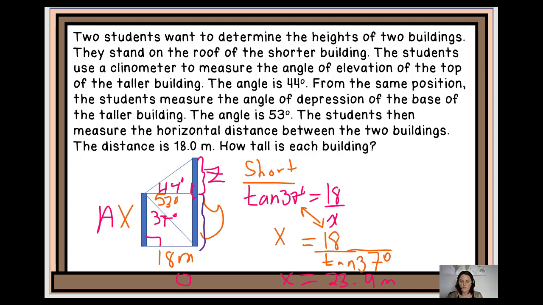Okay, so we have 44 degrees, we're looking for z. We know the distance between the two buildings is 18 meters. So basically the new little triangle that we're looking at has 44 in the bottom, 18 is the adjacent, and z is what we're looking for. So we're going to be using tan again. So tan 44 degrees is equal to z over 18.